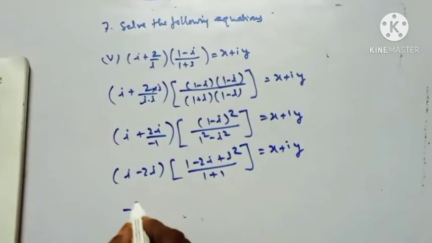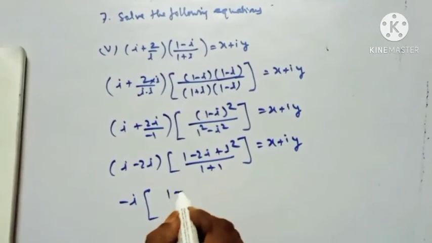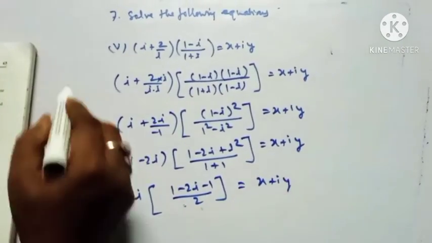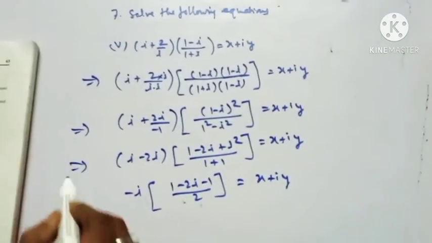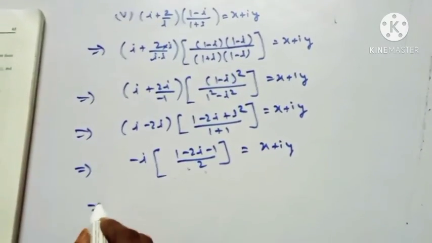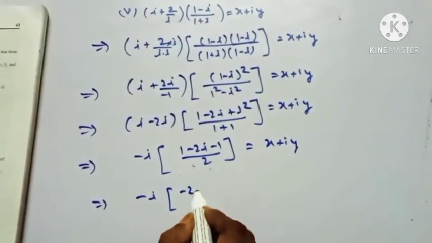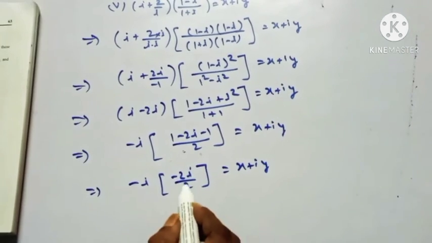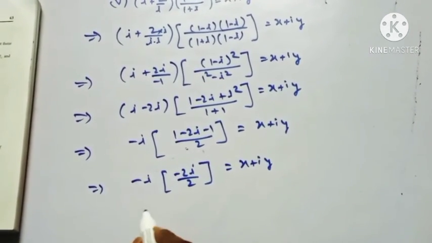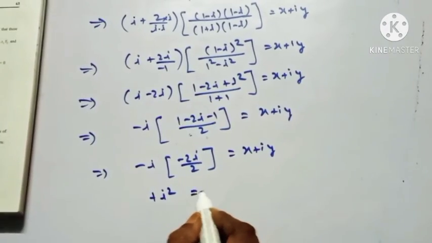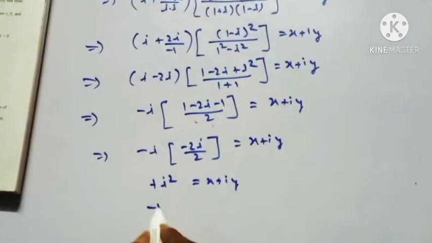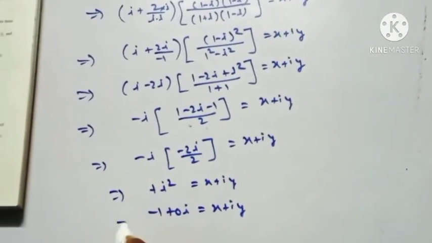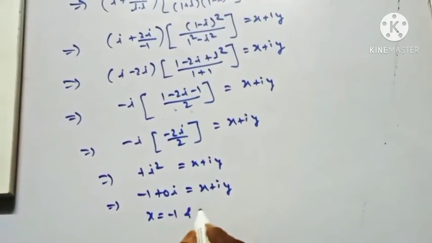So this is minus i into 1 minus 2i minus 1 by 2. This will be equal to x plus iy. So this will be minus i, so minus 2i by 2, this is equal to x plus iy. So 2 cancels out. So i plus i square is equal to x plus iy. So minus 1 plus 0i is equal to x plus iy. So here your x is equal to minus 1 and y is equal to 0.